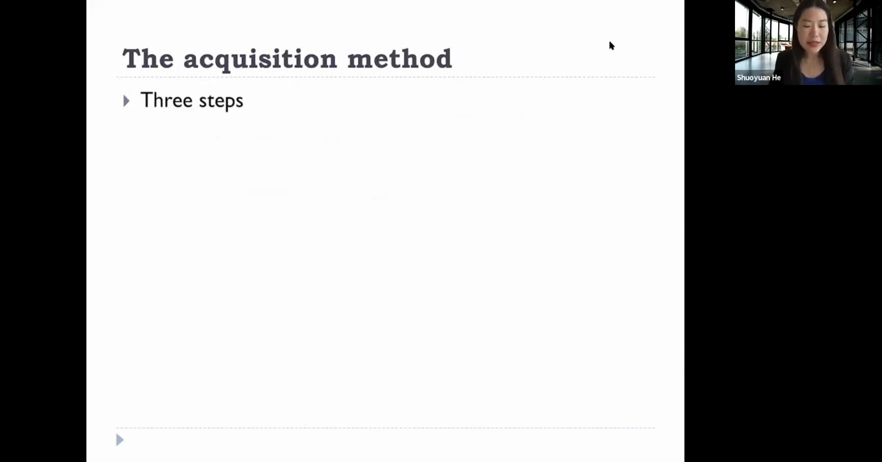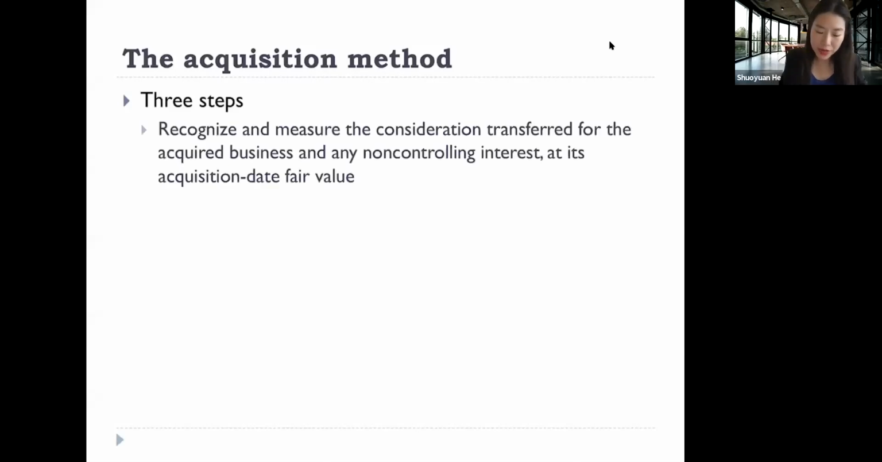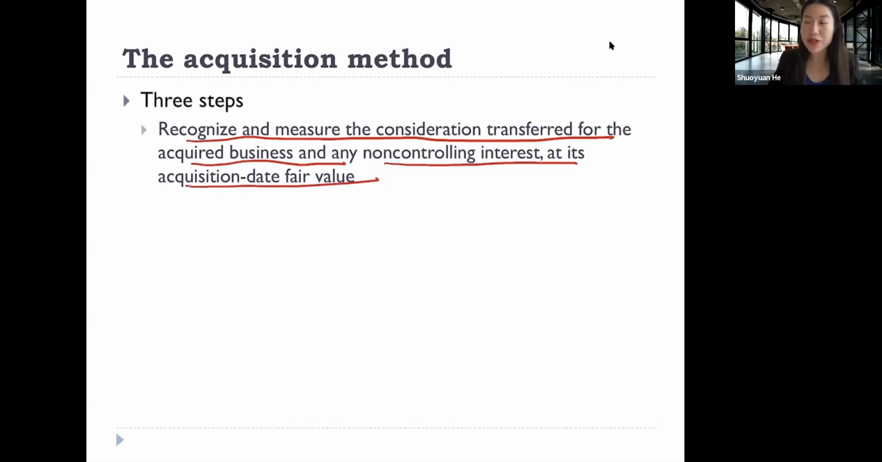So let's look at the acquisition method. We're going to talk more about it later, but in general, the acquisition method has 3 steps. The first step is to recognize and measure the consideration transferred for the acquired business and any non-controlling interest at its acquisition date fair value.